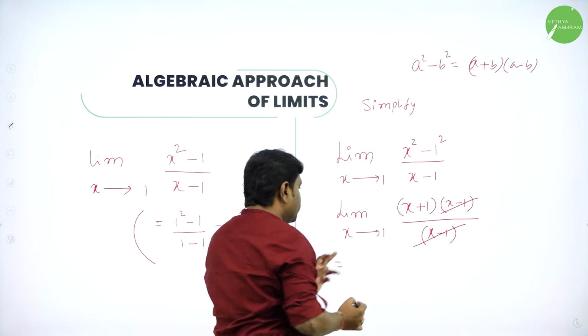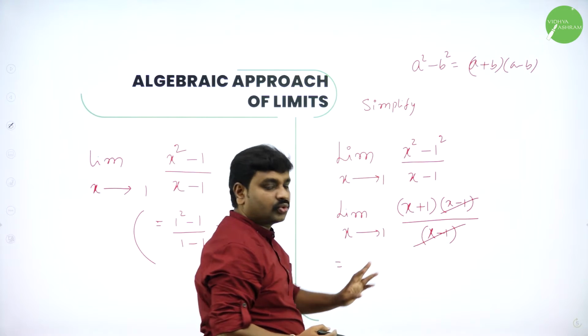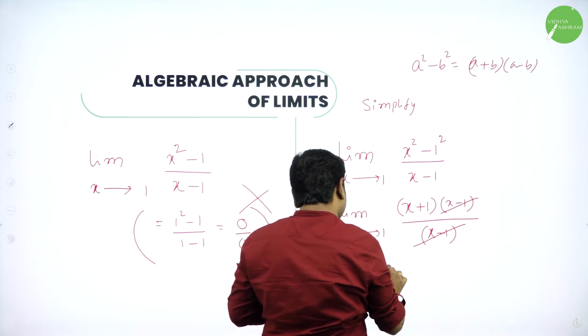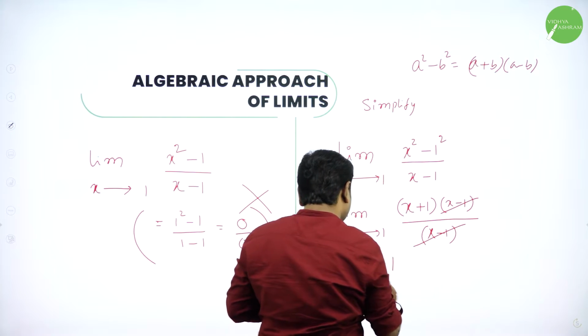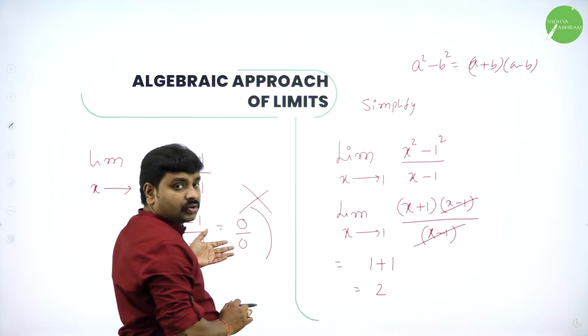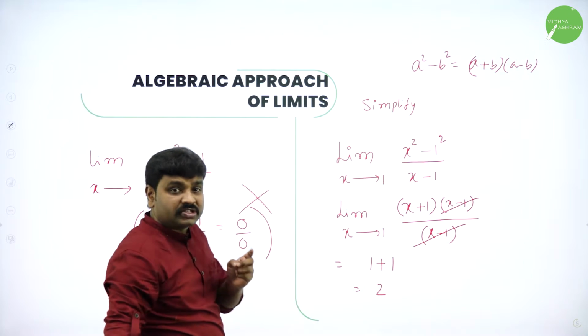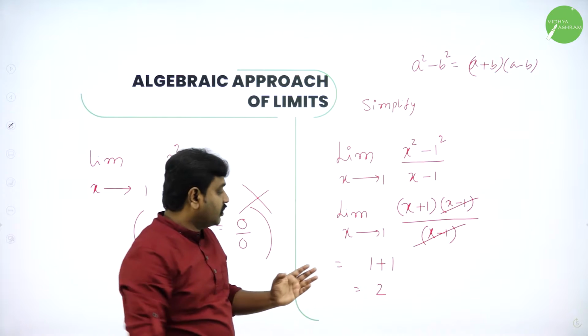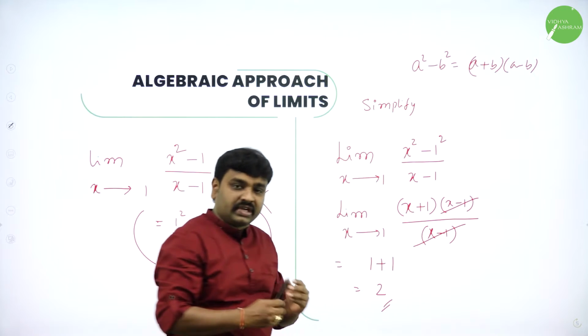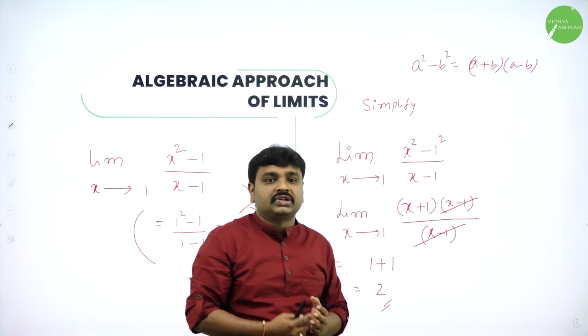Now x minus 1 cancels. Limit x tends to 1 means what? In the place of x put 1. If you do that, you will get 1 plus 1. What is 1 plus 1? 2. Earlier we got 0 by 0. We should not get 0 by 0 because 0 by 0 is mathematically indeterminate. Now I got 2. It's a unique value we can get. I hope all of you understood this.